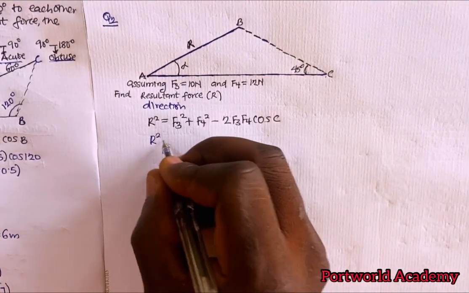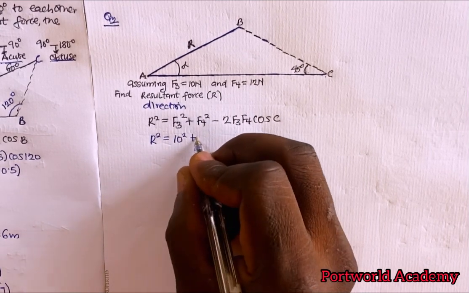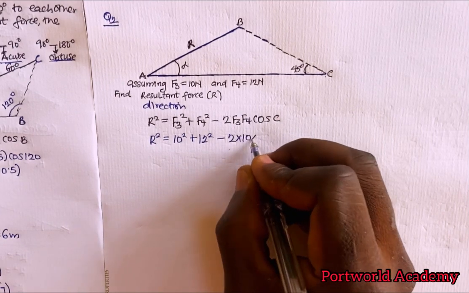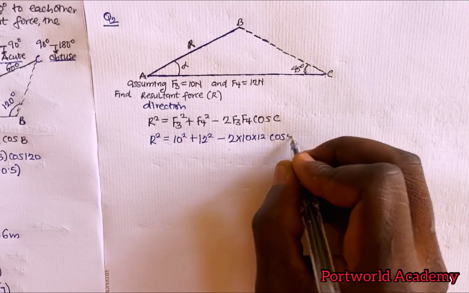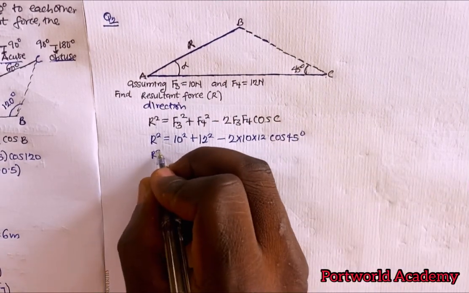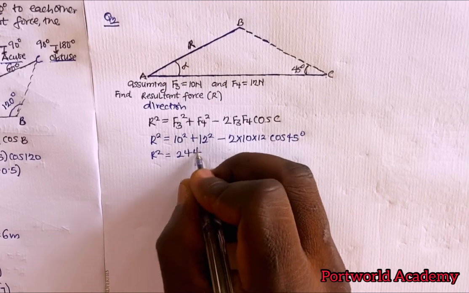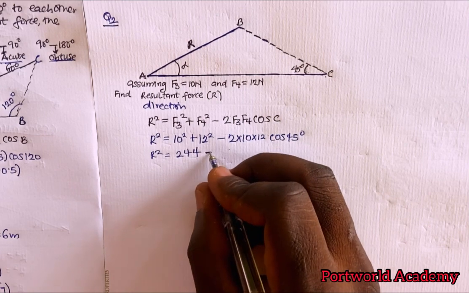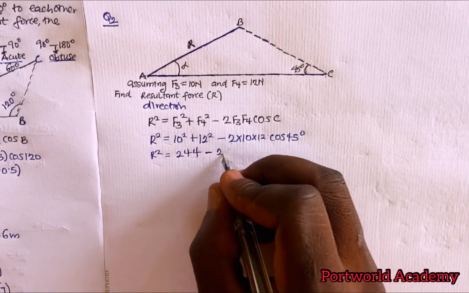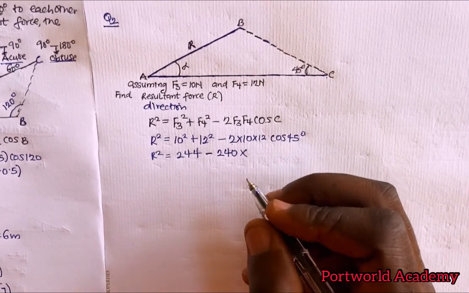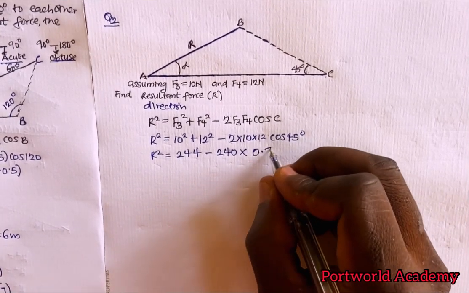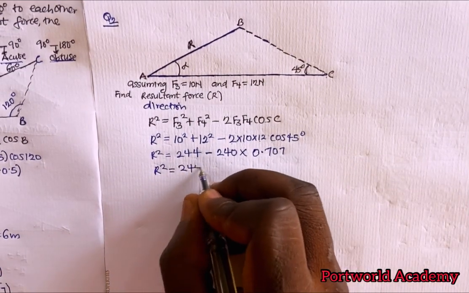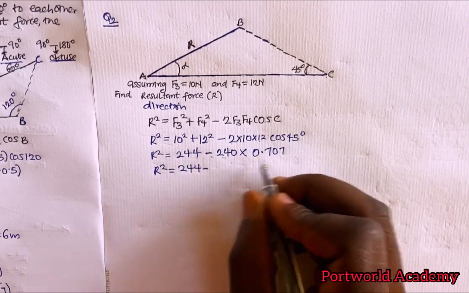Here we are going to have R squared equals F3, which is 10 squared, plus F4, which is 12 squared, then minus 2 multiplied by 10 multiplied by 12, then cos 45 degrees. So R squared equals 244. 10 squared is 100 plus 12 squared, which is 144. So minus, everything here is 240 multiplied by cos 45, which is 0.707, right? So R squared equals 244 minus, multiplying this together, 169.70.